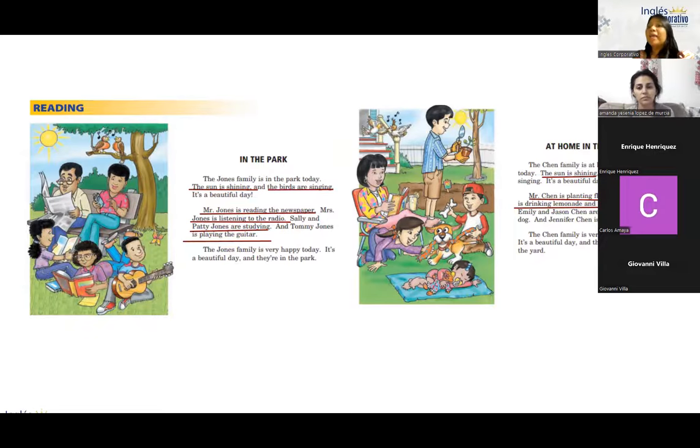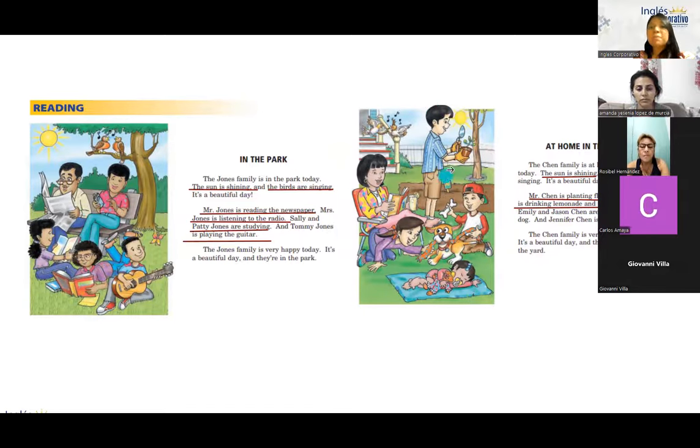Now, at home in the yard. This is the Chen family. Look at them. They are at home in the yard. Mire el patio. Yard. Today the sun is shining. And the birds are singing. Look at the birds. So it's a beautiful day.